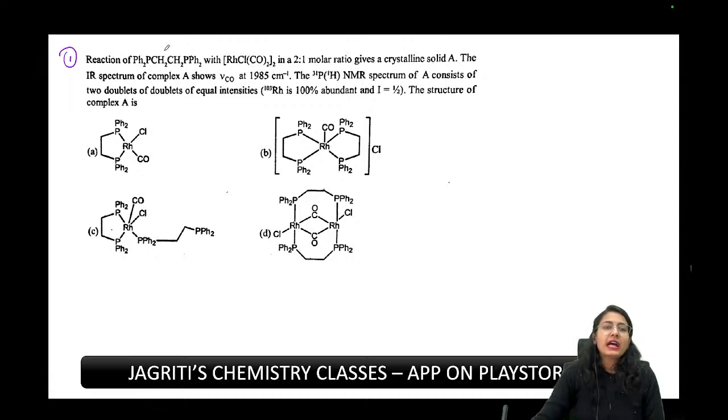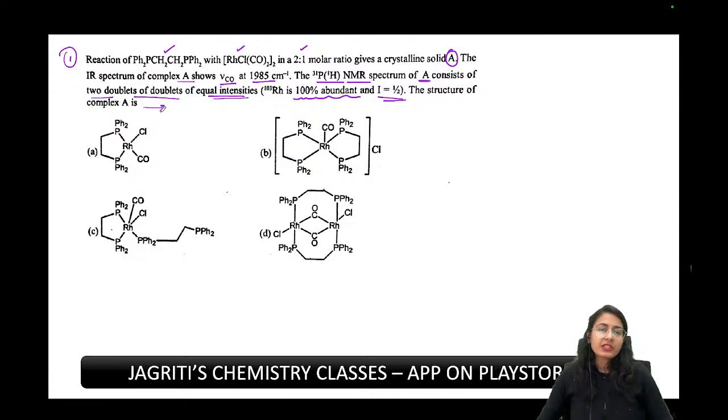Reaction of a bisphosphine with a rhodium complex in a 2:1 molar ratio gives a crystalline solid A. The IR spectrum of complex A shows a carbonyl band at this much. The 31P NMR spectrum of A consists of two doublets of equal intensity. ठीक है? Where rhodium is 100% abundant and I value is equals to half. The structure of the complex A is. Okay, it's a very, very nice question.